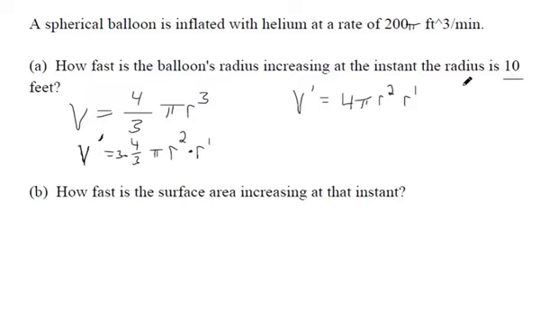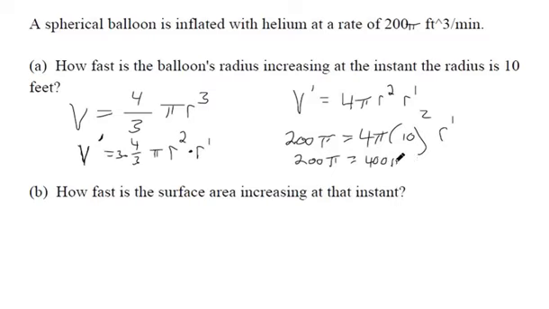You can plug in 10 for the instantaneous radius, and for the volume, this is a measure of volume because it's cubic feet, so we're plugging in 200 pi. Then we get 10 for the radius. Now we just have an algebraic equation to solve for r prime. 10 squared is 100, so this is 400 pi on the left side. I'm going to divide both sides by 400 pi to get r prime by itself. The pi's cancel, and 200 divided by 400 is 1/2. So r prime is 1/2.